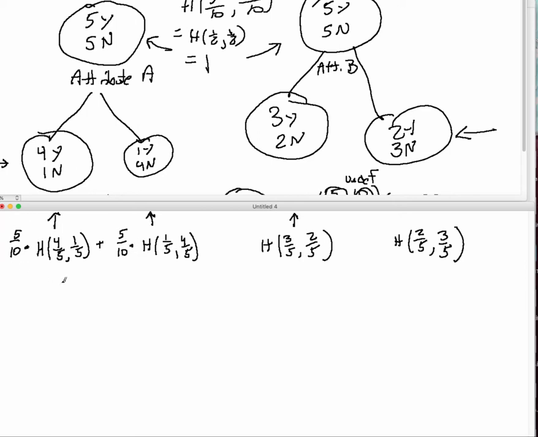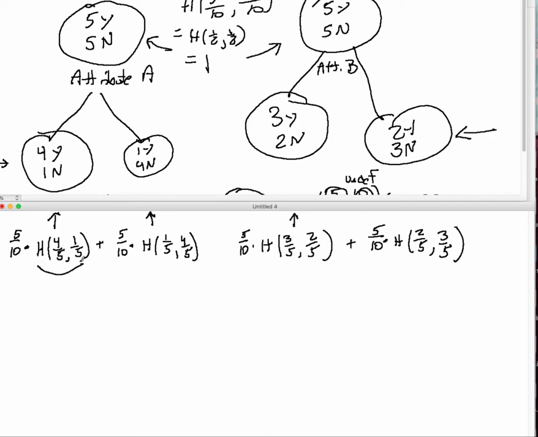This gives me a weighted average of the entropy in this particular row, which we would say is the average entropy over this attribute. I'm going to do the same thing over here, and again you'll notice it's just going to be 5/10 times this plus 5/10 times that. Well, we should actually go ahead and calculate these numbers.